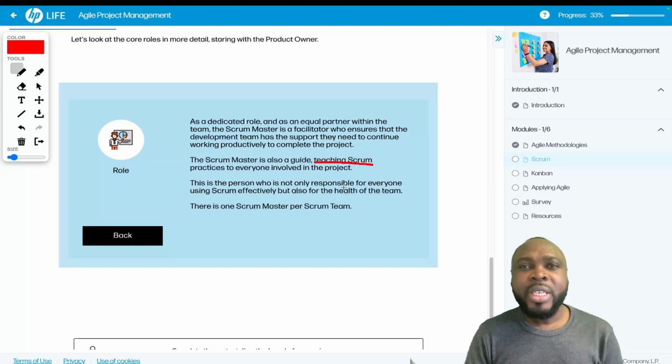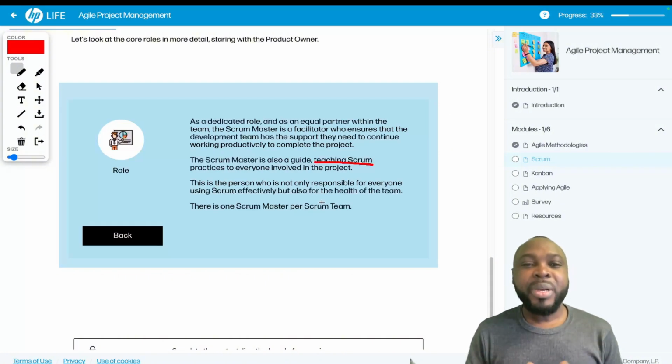So after this training now, when you get a job, or if you get a job in a Scrum team, and you have not really done anything about Scrum before, it is the servant leader's responsibility, who is the Scrum Master, to train you on what is being done and how it is being done in Scrum. So you have someone there who teaches, who facilitates everything that happens within the Scrum team.